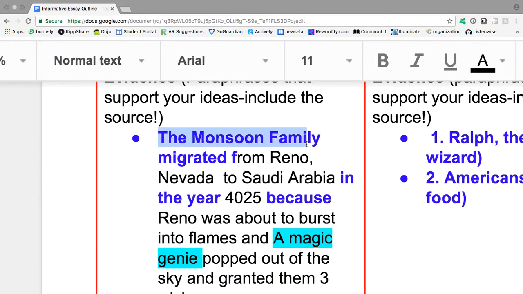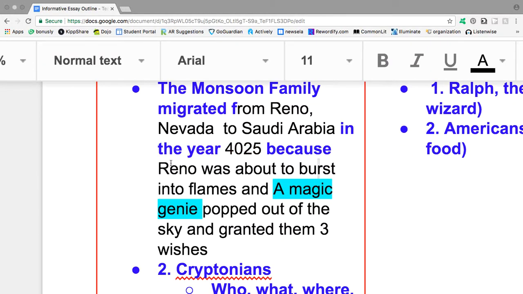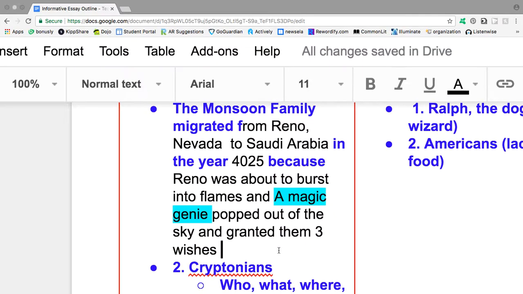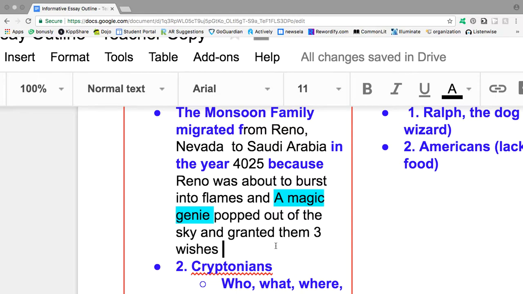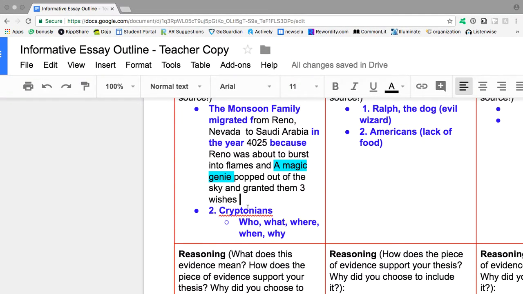The monsoon family, the who, migrated, the what, from Reno, Nevada to Saudi Arabia, that's the where, in the year 4025, that's the when, because Reno was about to burst into flames and a magic genie popped out of the sky and granted them 3 wishes. And there you have it. I have a full sentence now, which means that my body paragraph is about a third of the way done.